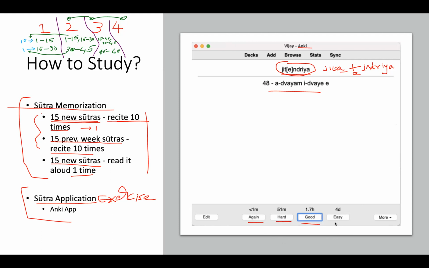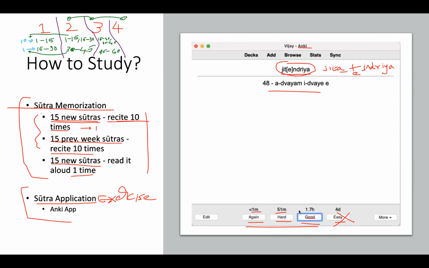If it's too easy for you, you will press easy, though I recommend you never press this, just use these three. So for example, for this card, if I have pressed good, it would show me after 1.7 hours; this card will again come in the Anki app. If it's hard, it will come much faster. If it is a failure, it's immediately shown.